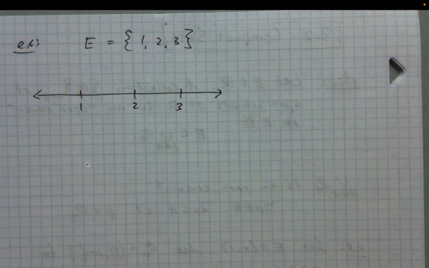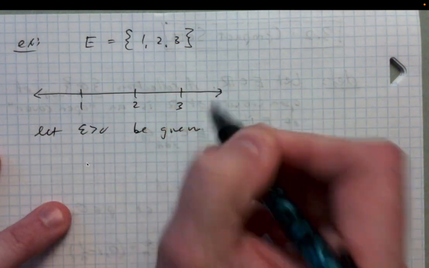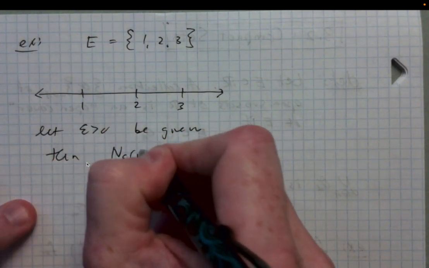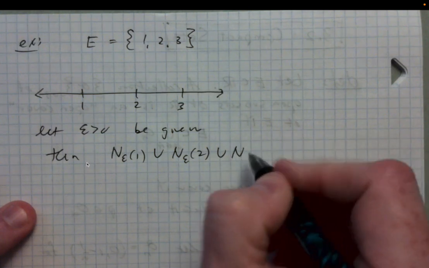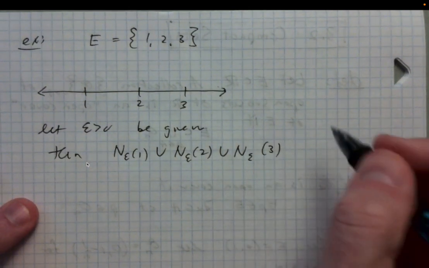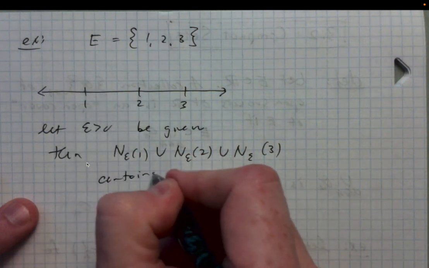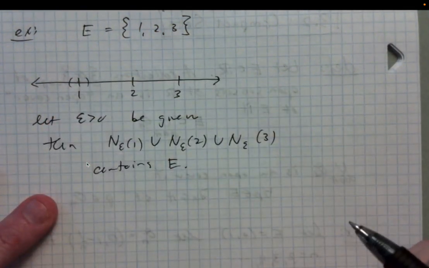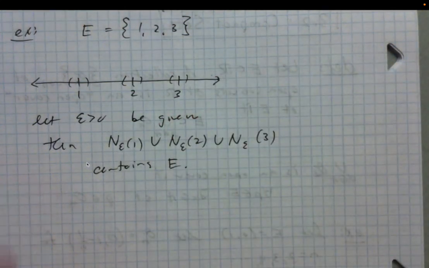Well, for any arbitrary epsilon, so let epsilon greater than 0 be given. Then the epsilon neighborhood around 1, union the epsilon neighborhood around 2, union the epsilon neighborhood around 3 contains E. That should be easy to see. What's the epsilon neighborhood around 1? Well, it's some interval surrounding 1. What's the epsilon neighborhood around 2? It's that one. Epsilon neighborhood around 3, it's that one. So E is in this union.